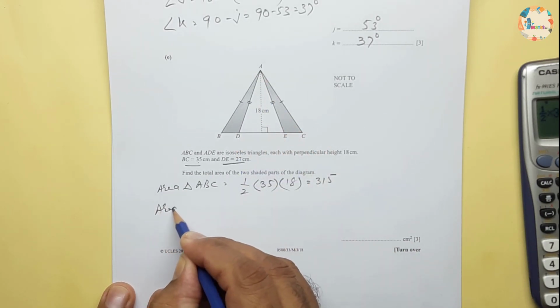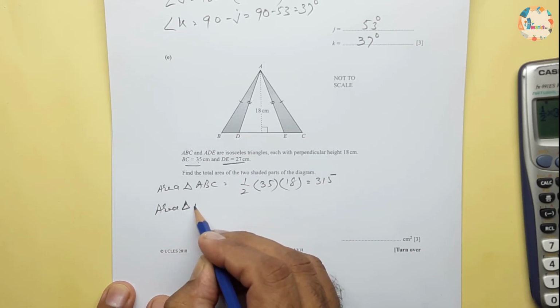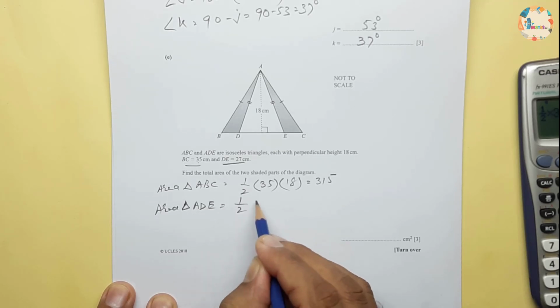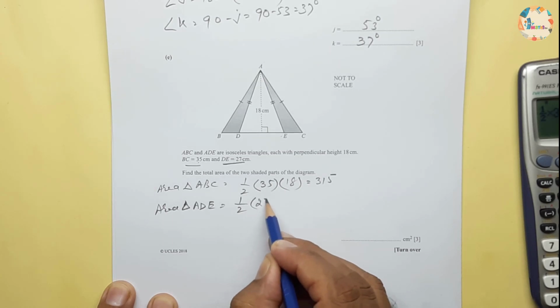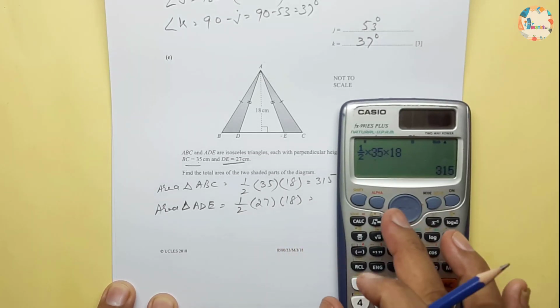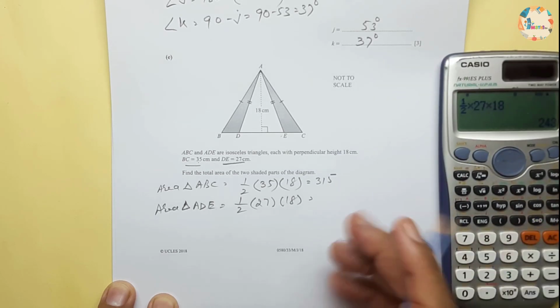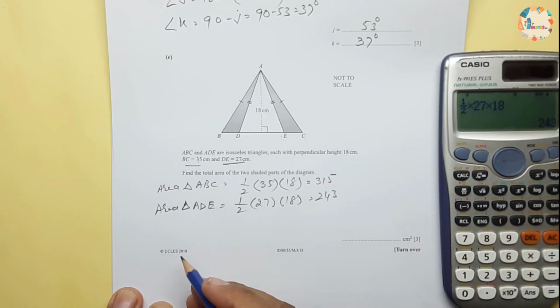So area of triangle ADE will be equal to 1 by 2 into base now, which is DE, and which is 27. So 27, height will be same, which is 18, and this will be equal to, we will change here 27, so this will be equal to 243.